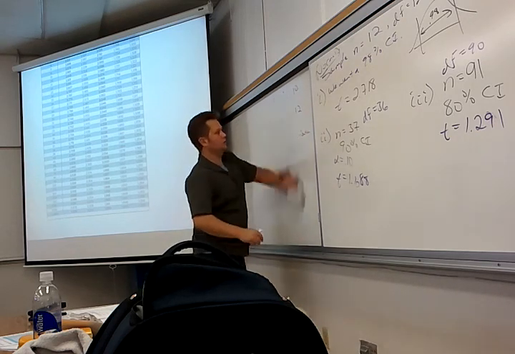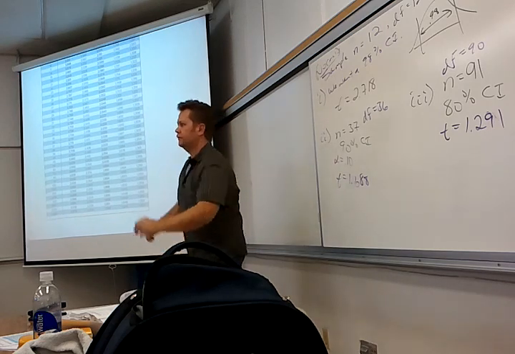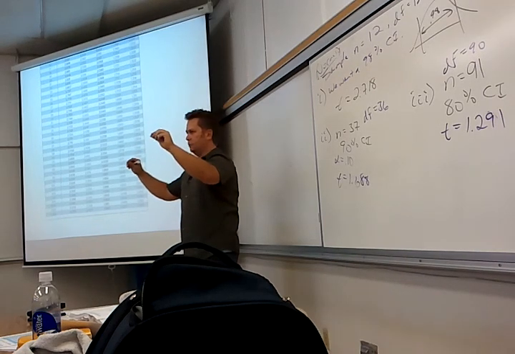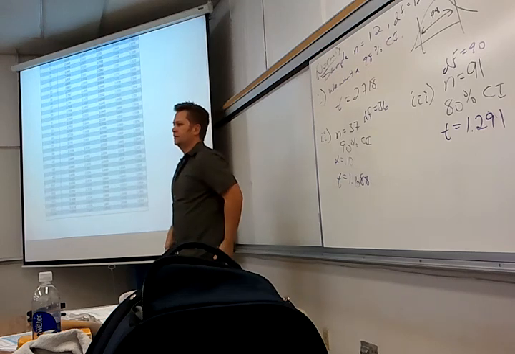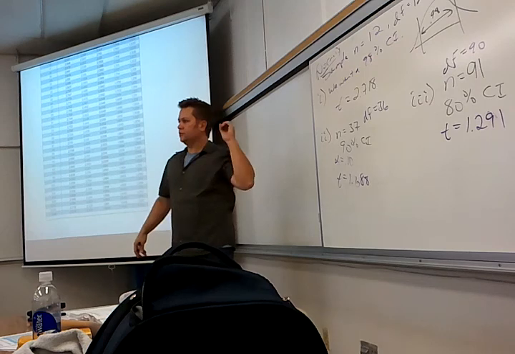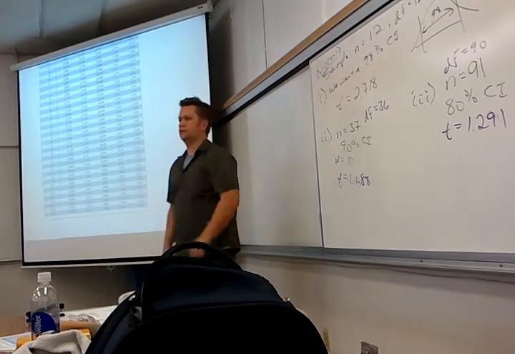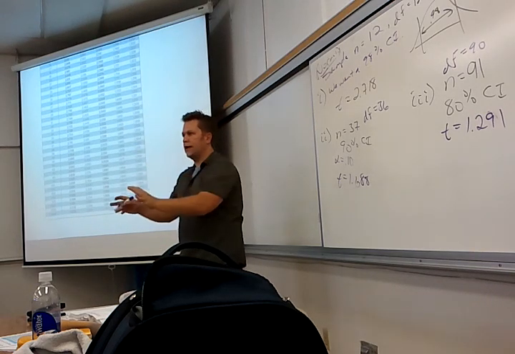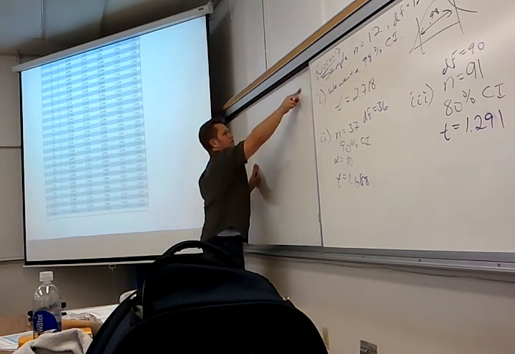Just to warn you, 7.4 can do something that the other ones could not do. 7.4 can give you a list of data and then ask you to calculate your own sample mean and sample standard deviation. How do you do that very quickly? You put it into list one, and what do you use? One-variable stats, right? You press stat, calc, one-var stats. It'll tell you the x bar, it'll tell you the s. I'm not going to make you do it all by hand now that we're out of chapter three. So a problem could look like this.